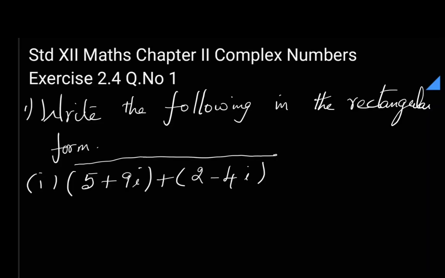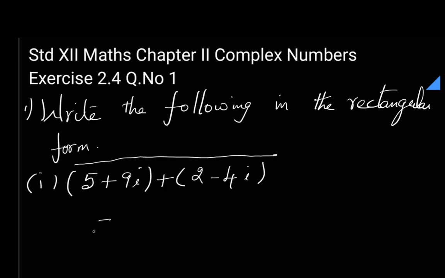Standard 12 Maths, Chapter 2, Complex Numbers, Exercise 2.4, Question number 1. Write the following in the rectangular form. So given (5 plus 9i) plus (2 minus 4i), the whole bar. You have to simplify and give it in the rectangular form, that is the standard form, with the real part and imaginary part.